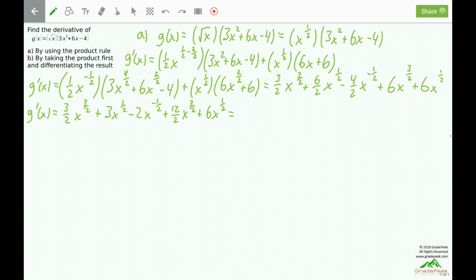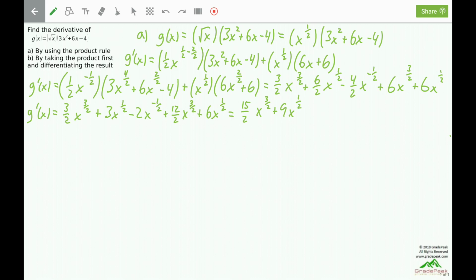Combining like terms, I have two x to the 3 halves powers. I have a 3 halves and a 12 halves. 3 plus 12 is 15 halves, x to the 3 halves. There are two x to the 1 half terms, a 3 and a 6. 3 plus 6 is 9, x to the 1 half.